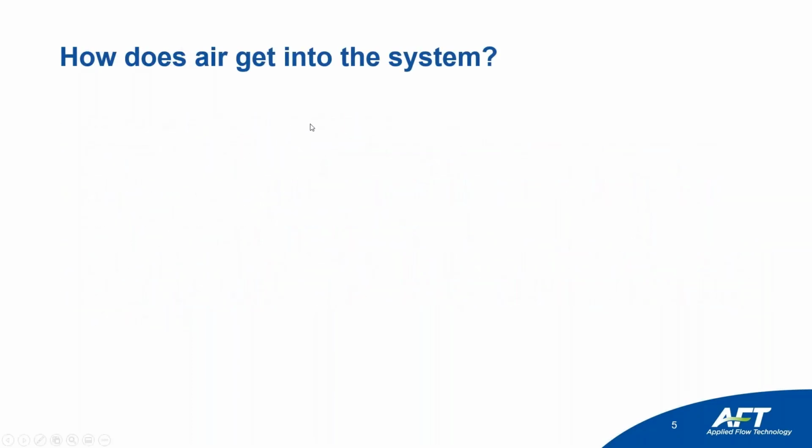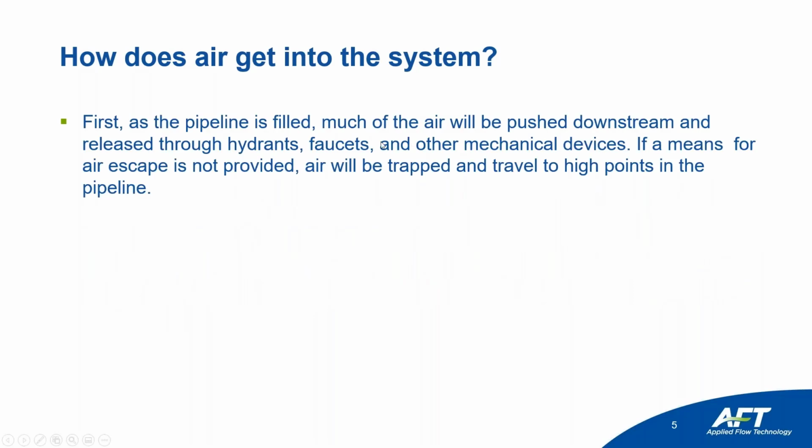So how does air get into your system? Well, initially, the most critical one is when your pipe in a system is initially being filled. When it's empty, it's full of air, and the liquid of your system starts pushing the air downstream, which can be released through hydrants, faucets, or other mechanical devices. If these means of air release are not efficient, air will be trapped and it will travel to high points in the pipeline.